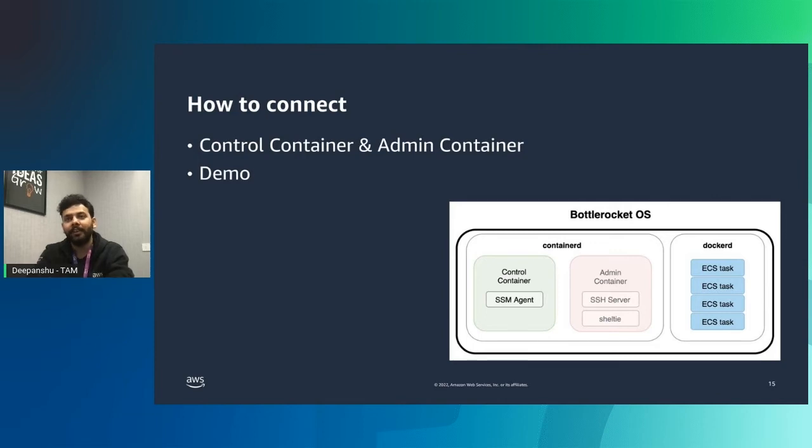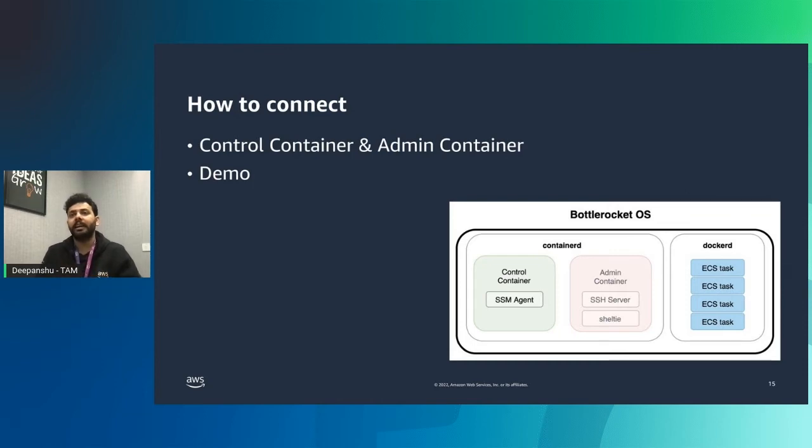Inside that, I have my container runtimes. You can see containerd and Docker. Then you see that I have a control container which has the SSM agent pre-installed, and then I have an admin container which has an SSH server installed on it. If you see, the control container is highlighted, but the admin container is grayed out. It is grayed out because by default the admin container is disabled.